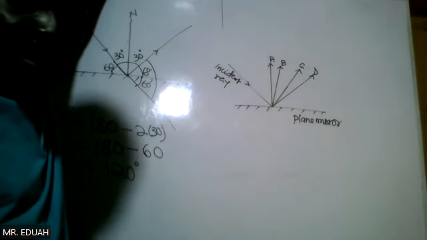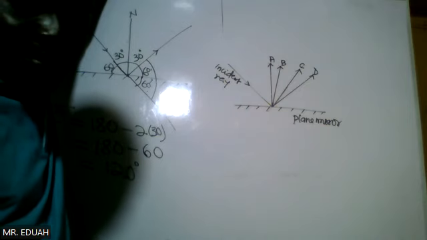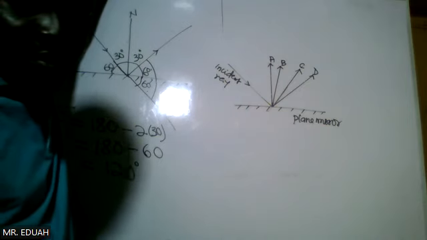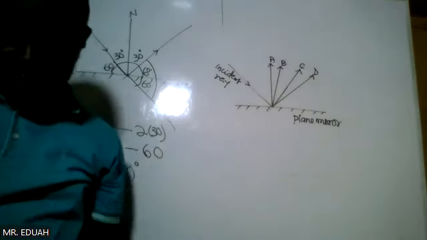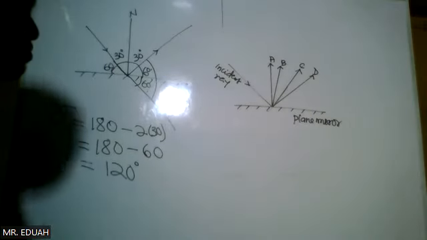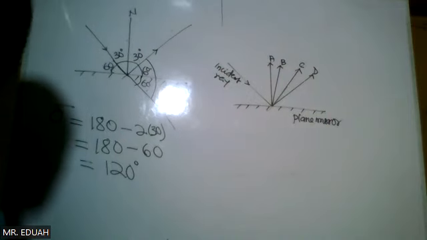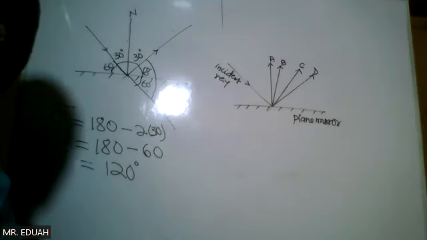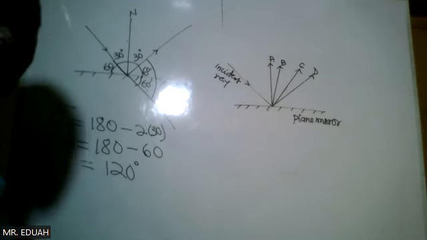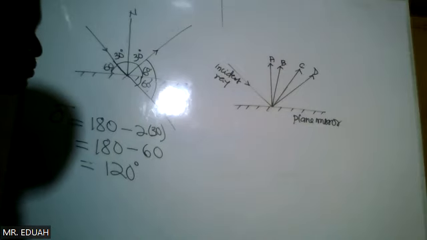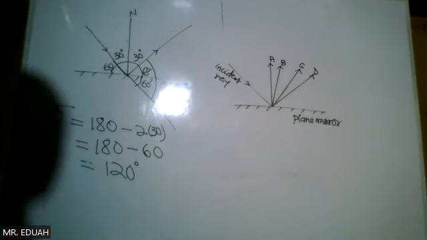Any different view? What do you also think? Which ray best represents the reflected ray? Please, I also think D. What's the reason? Because the angle of incidence must be equal to the angle of reflection. And according to that, I think D will be the reflected ray. Kenneth, what do you think?